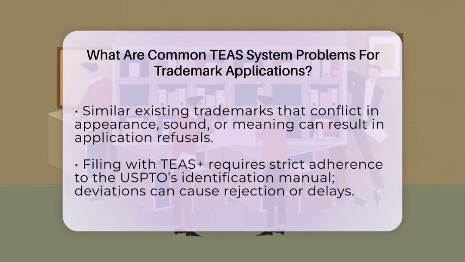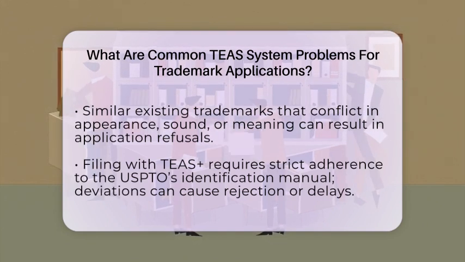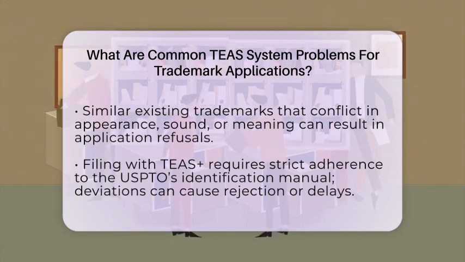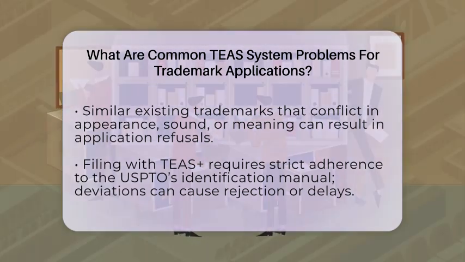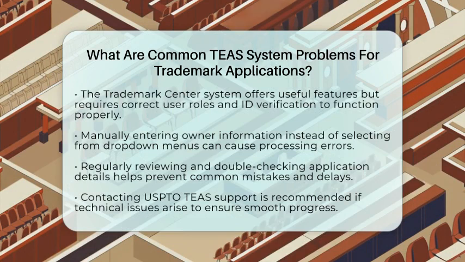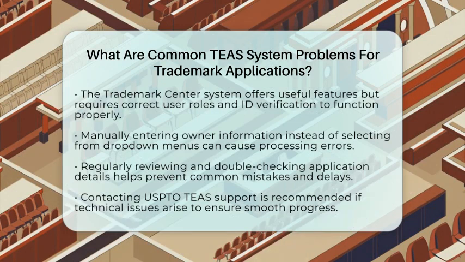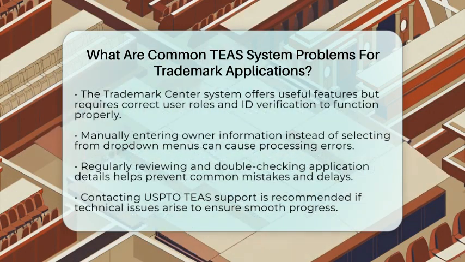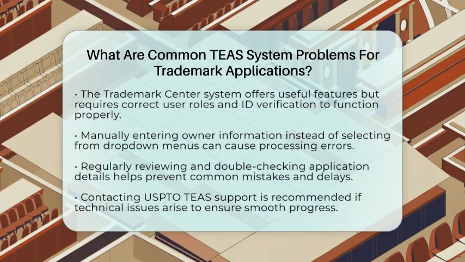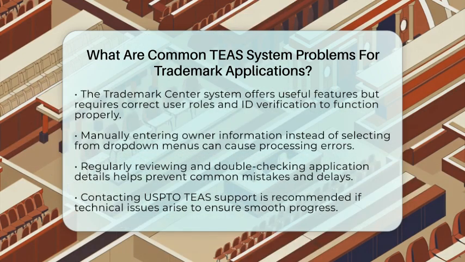Filing with the TEAS Plus option requires strict adherence to the USPTO's rules. You must choose goods and services from the Acceptable Identification of Goods and Services Manual. If you don't, your application can be rejected or delayed. The newer Trademark Center system, which works with TEAS, offers features like saving drafts and sharing, but it also needs correct user roles and ID verification. Misunderstanding these features can cause submission issues. Finally, manually entering owner information instead of selecting from the drop-down menu can cause processing errors. These small mistakes can add up and slow down your application.